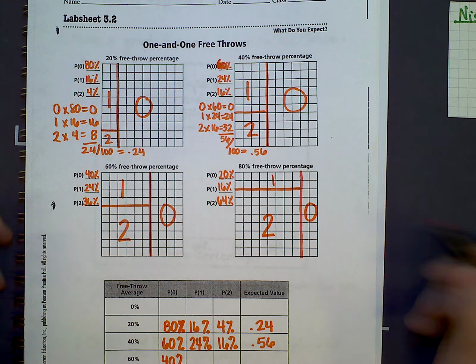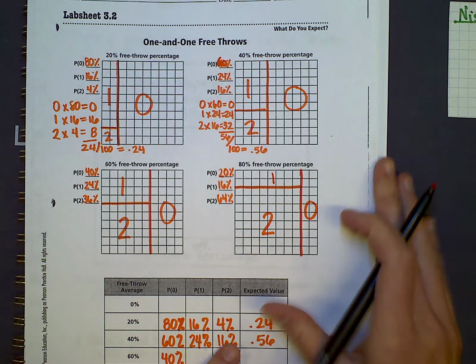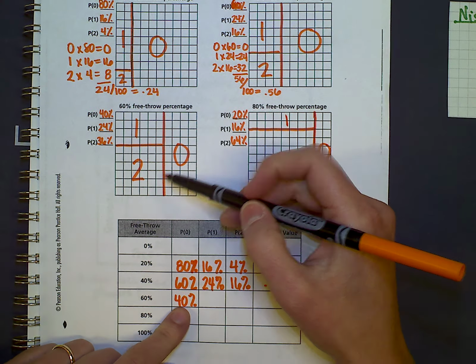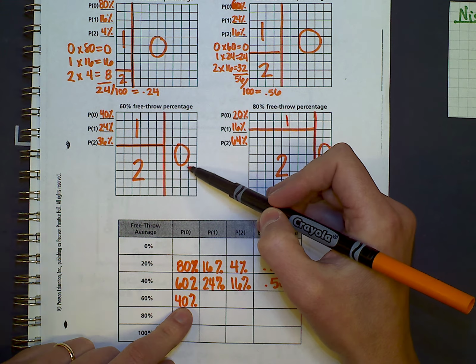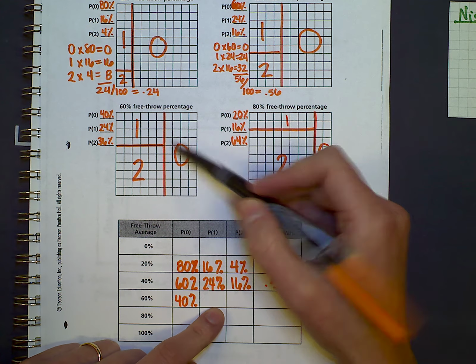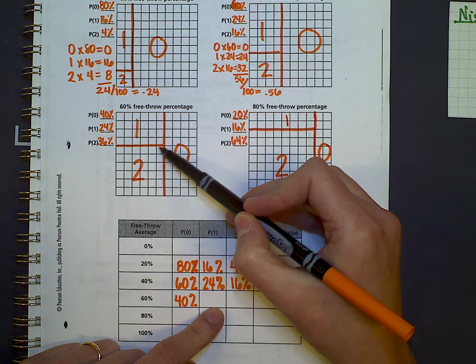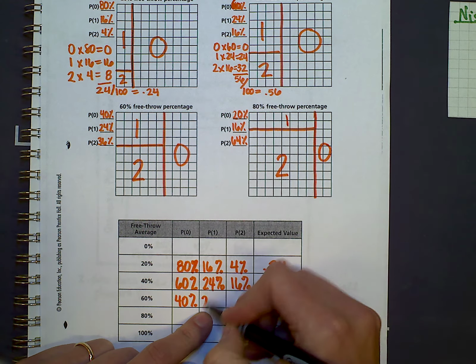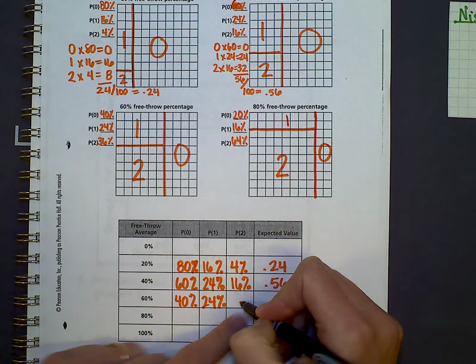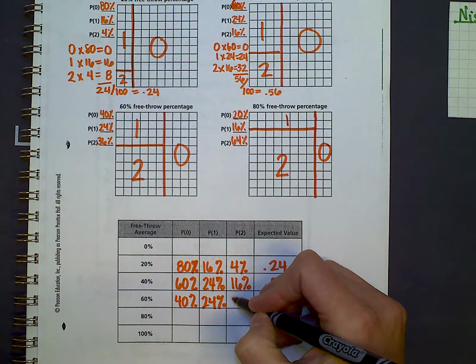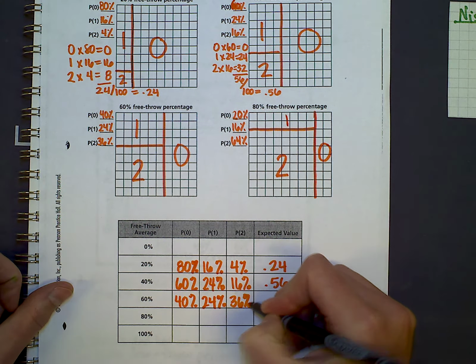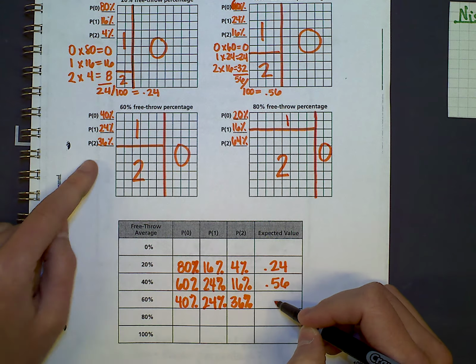Okay, now what I'm going to do is I'm going to transfer this information to the table below. 60% shooter is this one right here, and I haven't transferred all this information yet. The probability of getting 0 points was 40%. Probability of 1 point, this is 6 by 4, so that's 24%. Probability of 2 points is right here at 36%. Alright, and so the expected value I still need to calculate, so let's do that together.